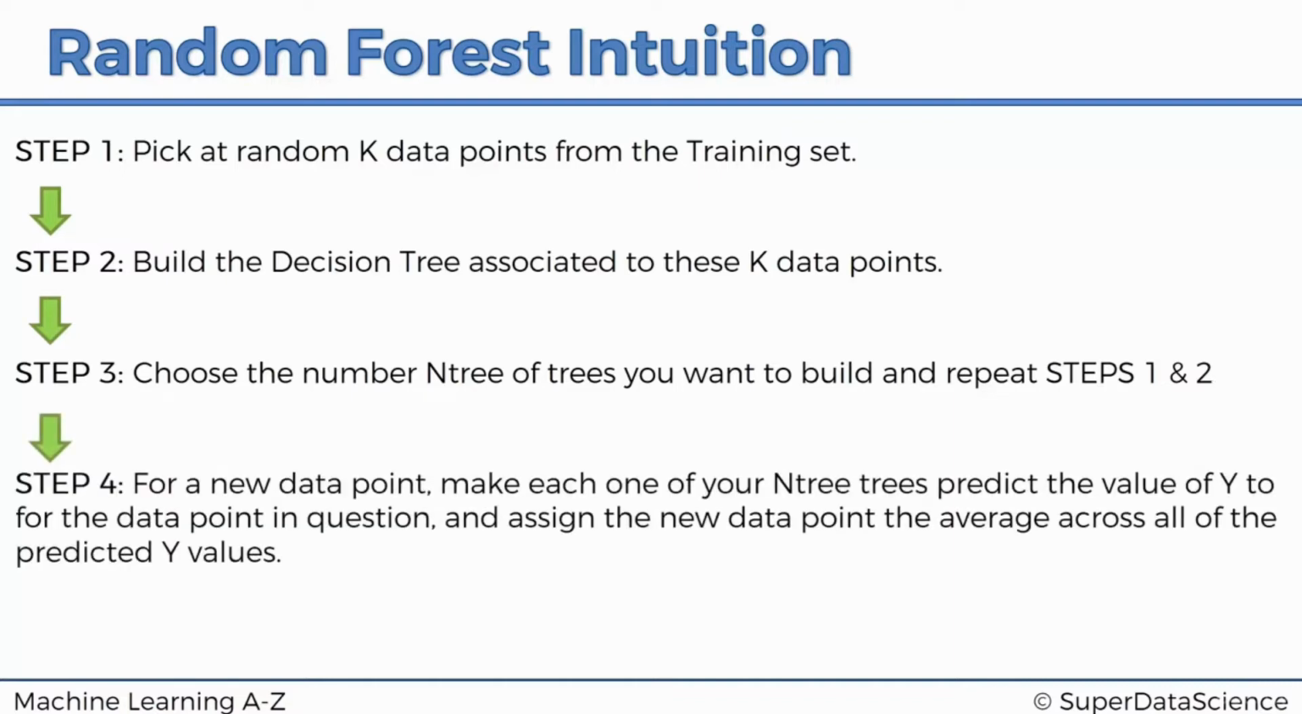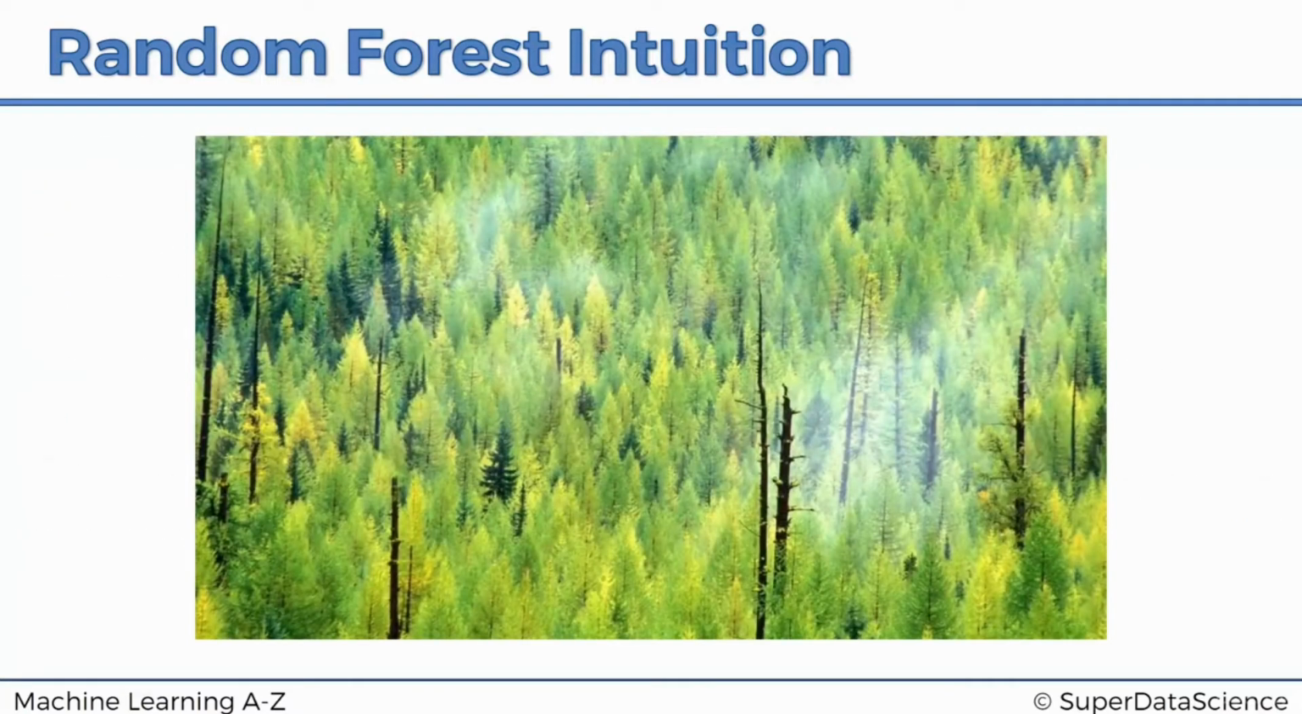And then finally, you're going to use all of them to predict. So for a new data point, make each one of your trees predict the value of y for the data point in question, and assign the new data point the average across all of the predicted y values. So basically, instead of just getting one prediction, you're getting lots of predictions. By default, usually these algorithms are set to about 500 trees at least. So you're getting 500 predictions for the value of y, and then you're taking the average across those. In that way, you're not just predicting based on one tree, but predicting based on a forest of trees.